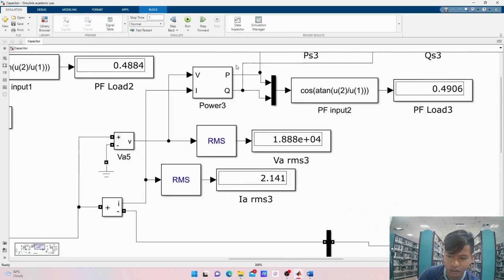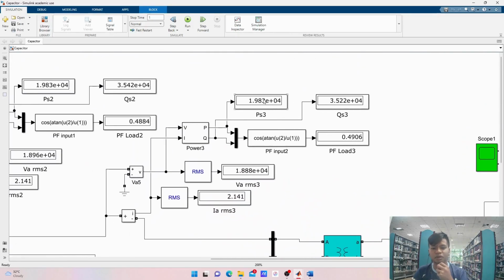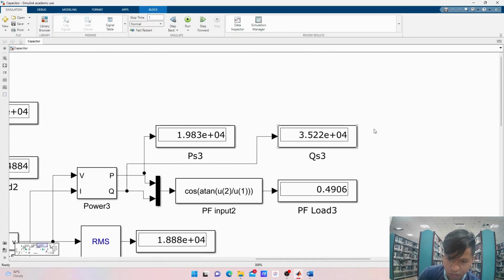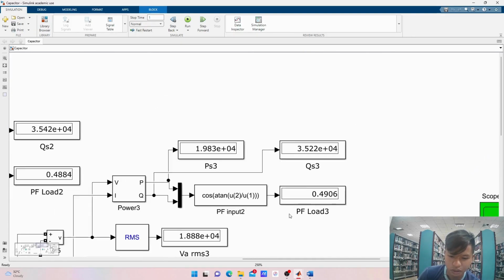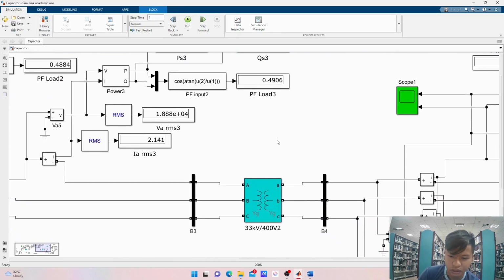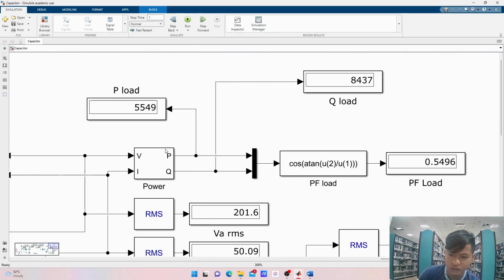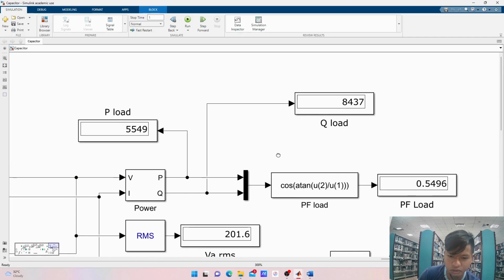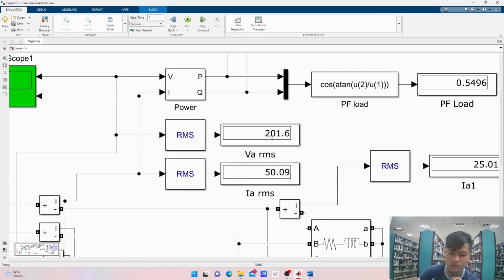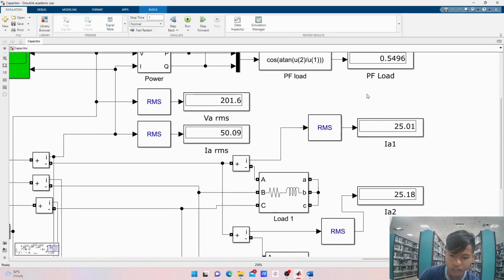This is the power factor for load 3, P for the real power, Q for the reactive power, and the total is the apparent power S. Next are the VRMS value and IRMS value. This is our second transformer, the step down. This is our real power and reactive power, P and Q, and the total is the apparent power. This is VRMS, this is the IRMS value, and this is the power factor for this section.